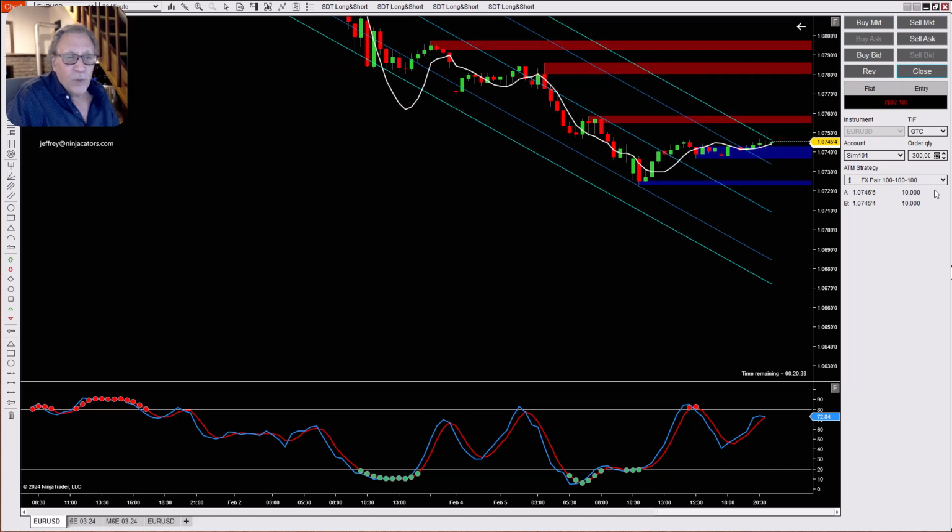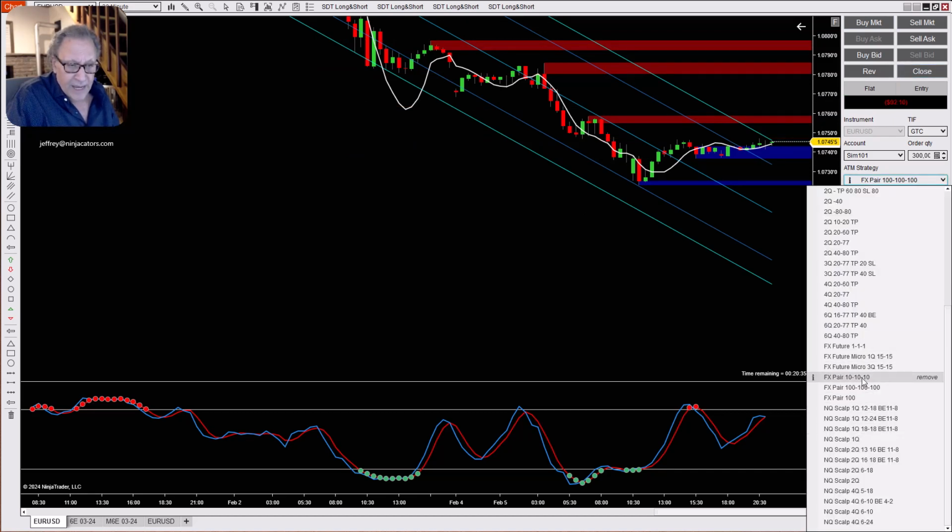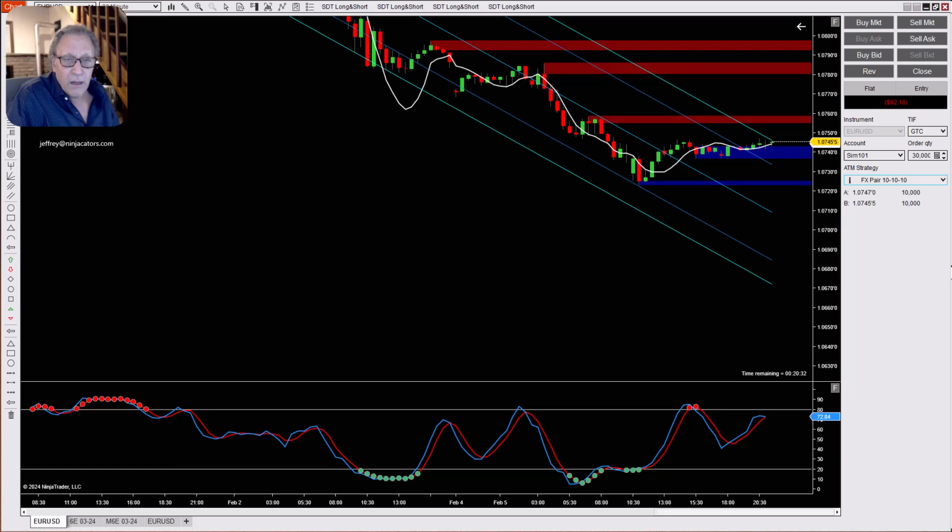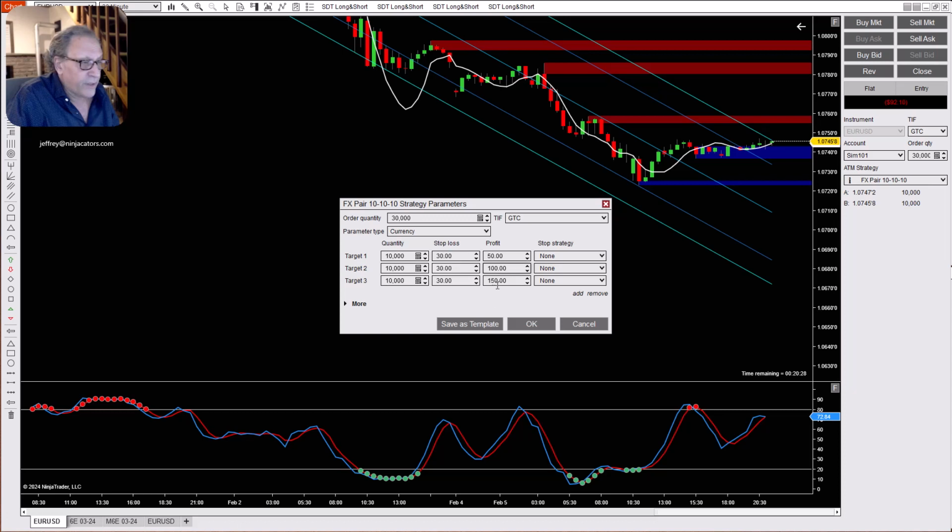Now, if we switch to, let's say, mini lots, okay, and here's the difference on the ATM, the lot size, and remember, when we're setting ATMs up in Forex, we're choosing currency and not ticks. We could choose pips as well, but I kind of like to look at things in currency. And each target is going to be a $10,000 unit. We set our stops up and profits up so that we can move our take profits and stops easily on the charts.